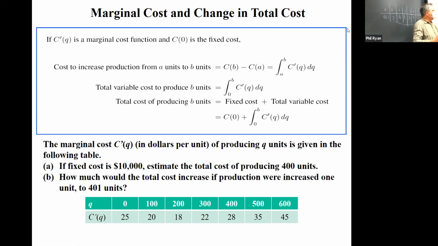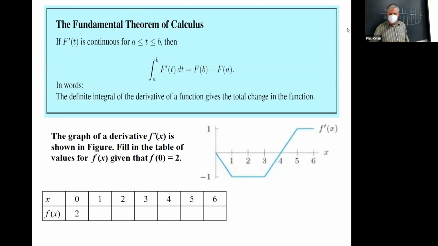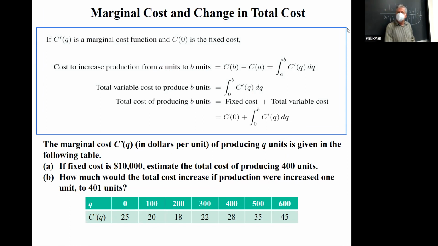We can use the marginal cost to figure out what the total change in cost is. And if we know the fixed cost, we just add the change in cost, i.e. the variable costs, to the fixed cost, and we get the total cost. Okay, and so this is just translating that function, this formula that we had here, to cost.